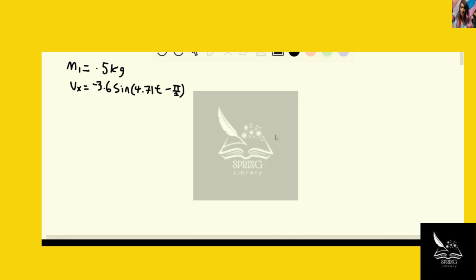Hi there. Today we're talking about a mass on a spring. In this problem, we're given the velocity equation for the mass on the spring, but we're not given the position equation. And we're asked to find the period, the maximum amplitude, the maximum acceleration, and the spring constant.